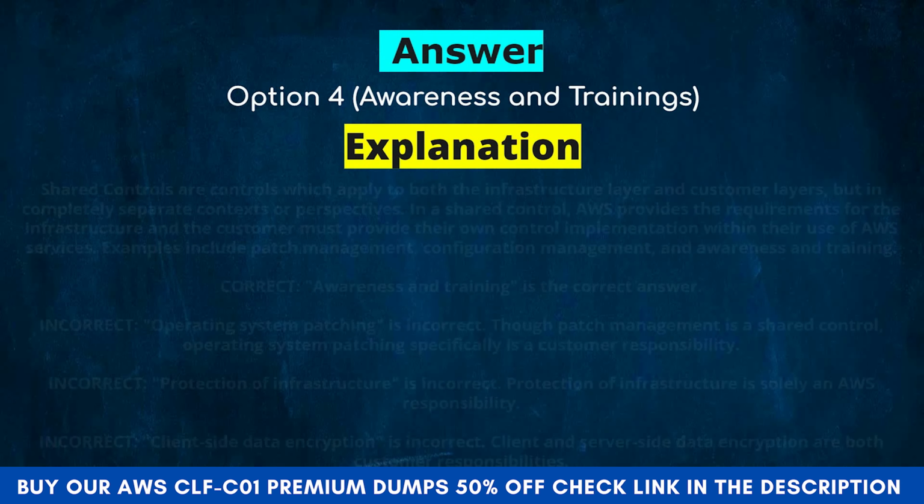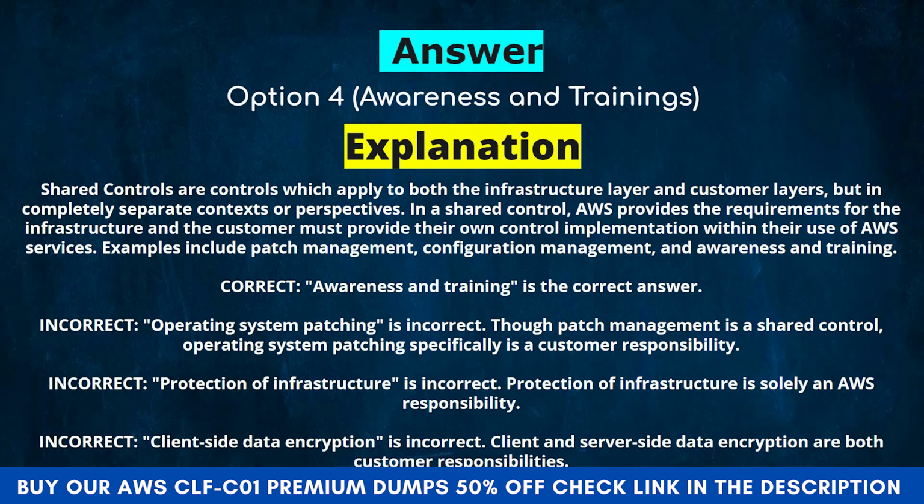Explanation. Shared controls are controls which apply to both the infrastructure layer and customer layers, but in completely separate contexts or perspectives. In a shared control, AWS provides the requirements for the infrastructure and the customer must provide their own control implementation within their use of AWS services. Examples include patch management, configuration management, and awareness and training. Awareness and training is the correct answer.